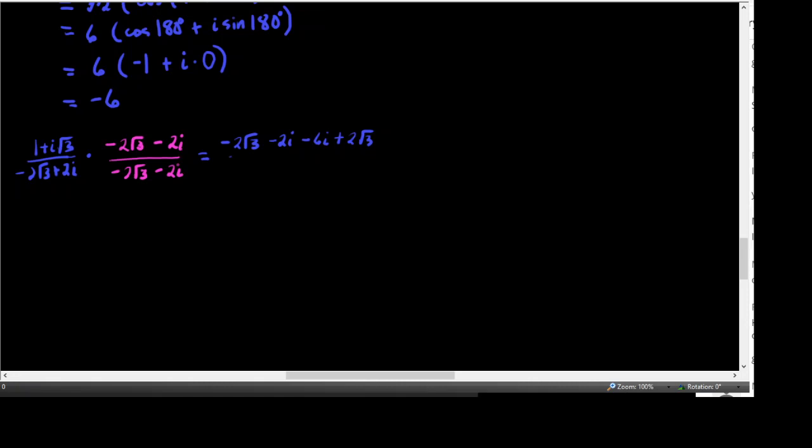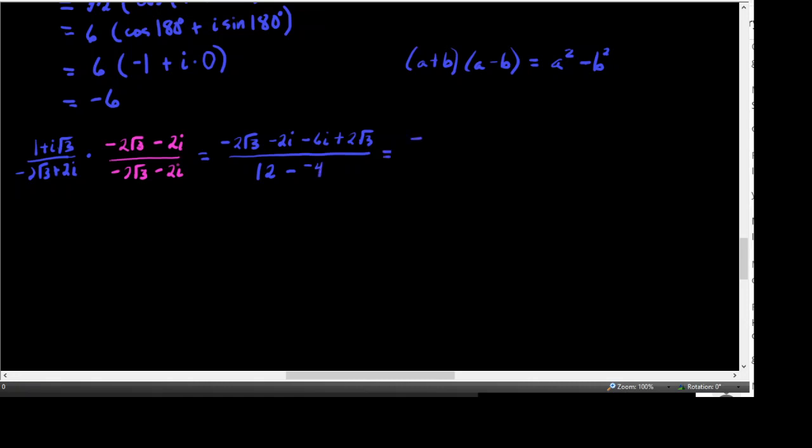And again, I'm not asking that you do this way because we're going to find a shortcut. And the denominator, when you multiply conjugates, you get a difference of 2 squares. Generically speaking, a plus b times a minus b is a squared minus b squared. So the square of -2 square roots of 3 is 4 square roots of 9. 4 times 3 is 12. And then 2i minus 2i times 2i is 4i squared, which is -4.